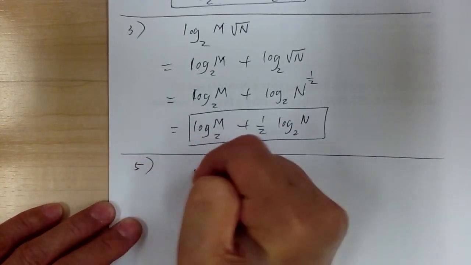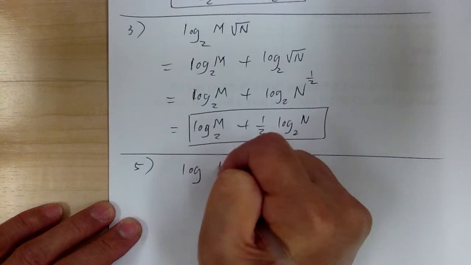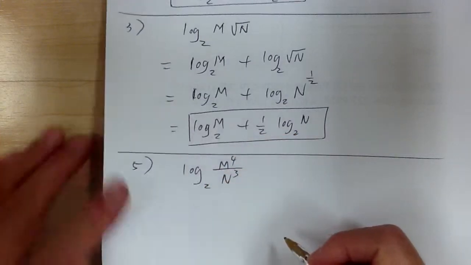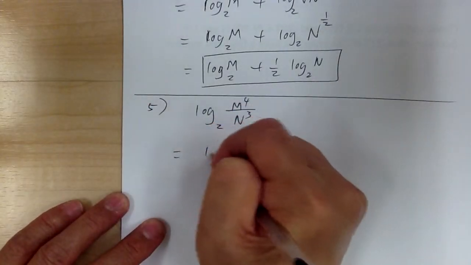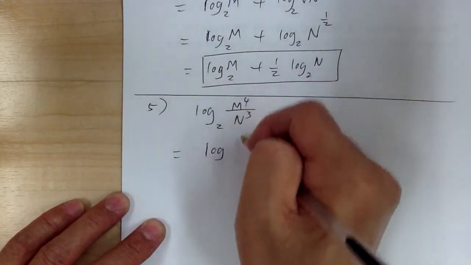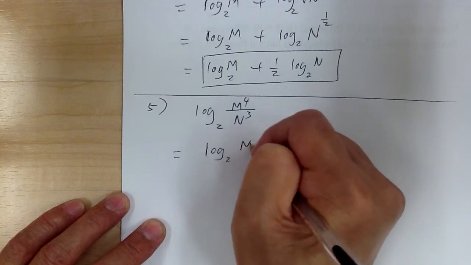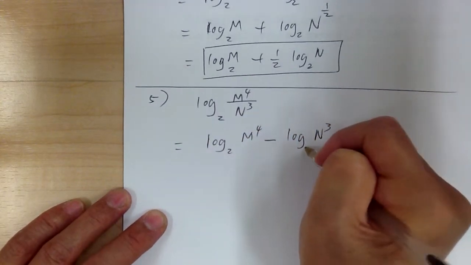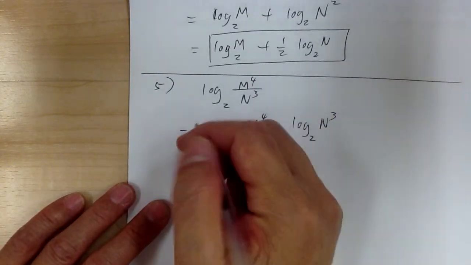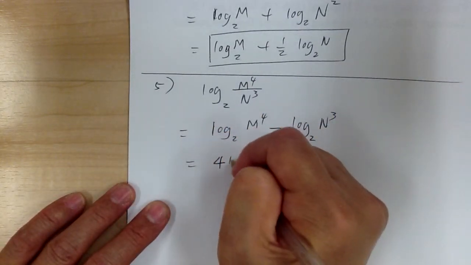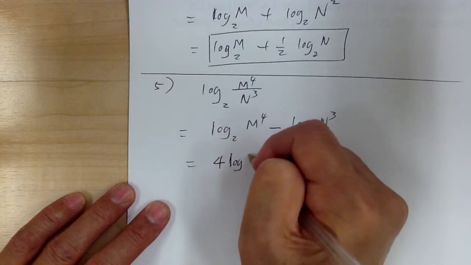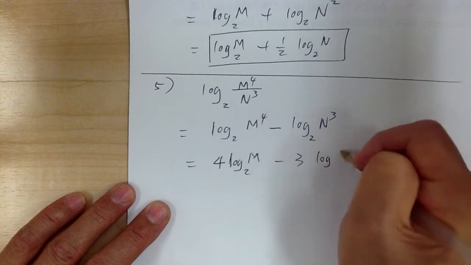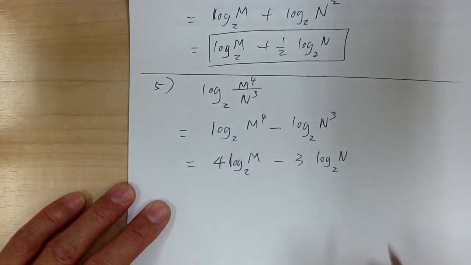Let's do number 5. You have a log of m to the 4 over n to the 3 base 2. So first go and separate. Now because it's division, it becomes subtraction. So minus log of n to the 3 base 2. Then after that, bring down the exponent. So it becomes 4 log of m base 2 minus 3 log n base 2.